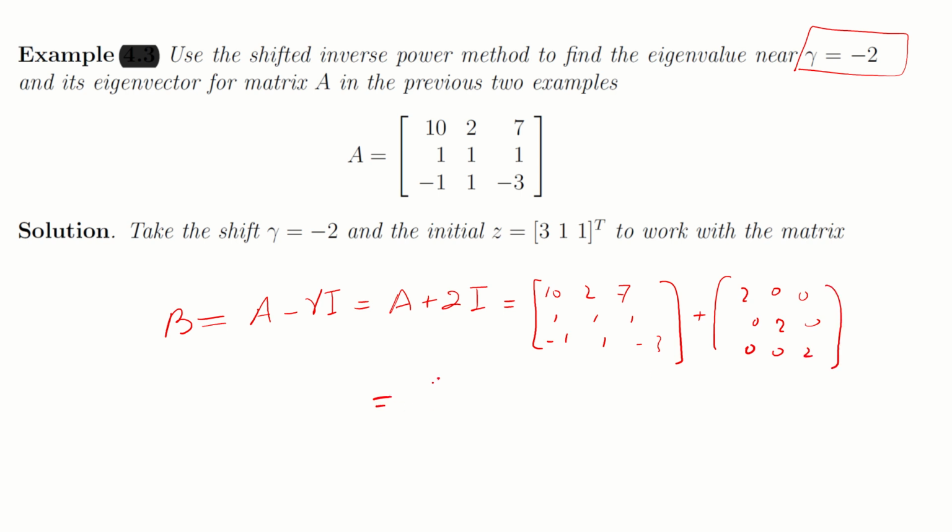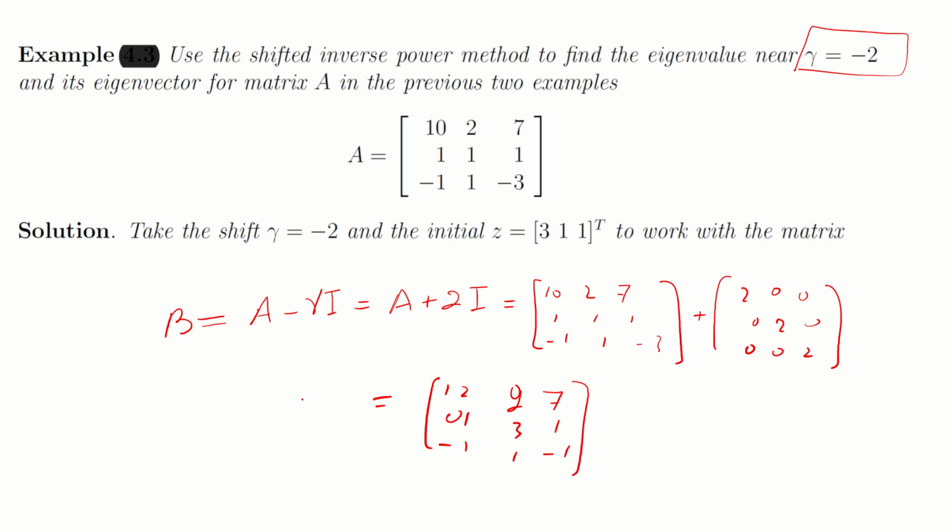So what would we have? We simply have 12, 2, 7. Then we have 0, 3, 1, 3. And then we have 1. And then we will be having -1, 1. And the last value will give you -1.